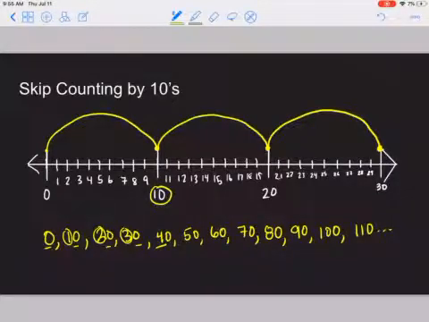So at 40, we have 4 tens, 50, we have 5 tens, 60, 6 tens, 70, 7 tens, 80, 8 tens, 90, 9 tens, 100, we have 10 tens, 110, we have 11 tens. So let's look at this number. What about 450? We could skip count all the way up to 450. We would know it would have 45 tens. We would have to skip count by 10 45 times to get to 450. Just something to think about there.